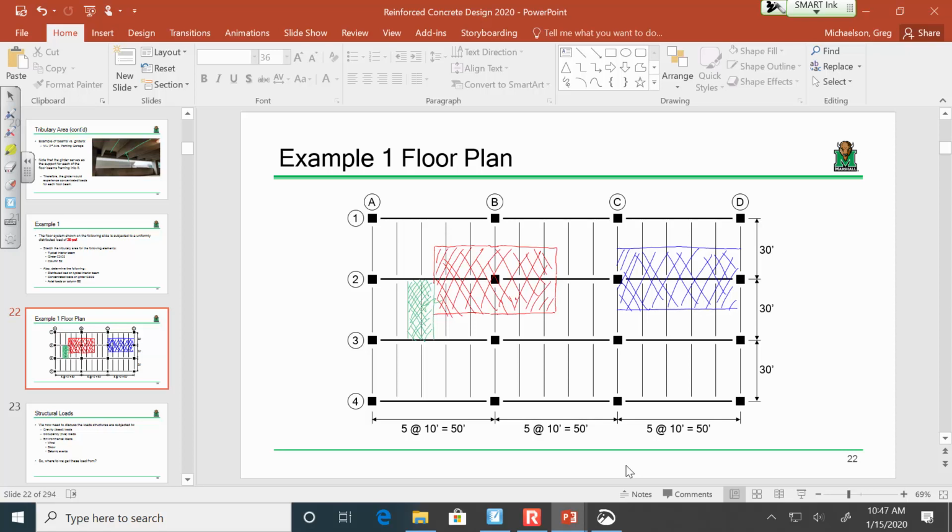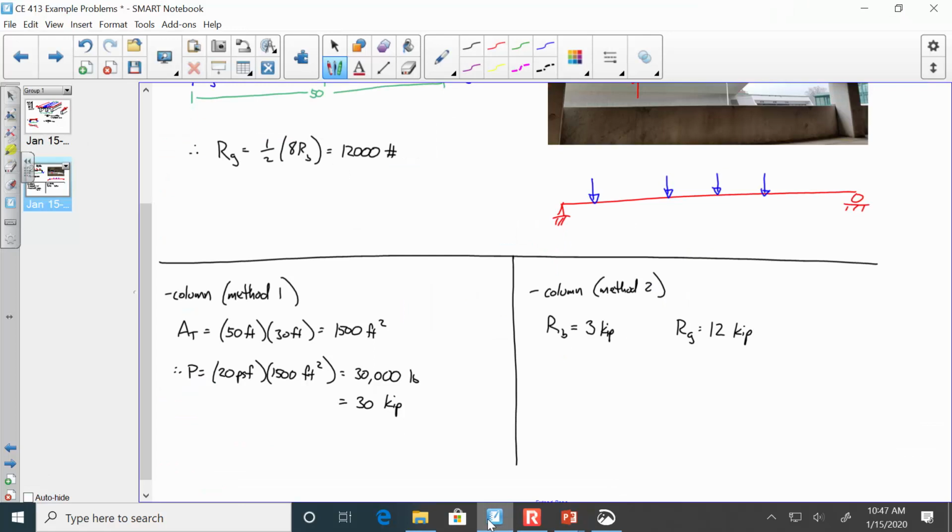So maybe one way of determining the load on this column is to say that the load on that column is 2 beam reactions plus 2 girder reactions. So 2 times 3 kips plus 2 times 12 kips. And what is that? 30 kips.